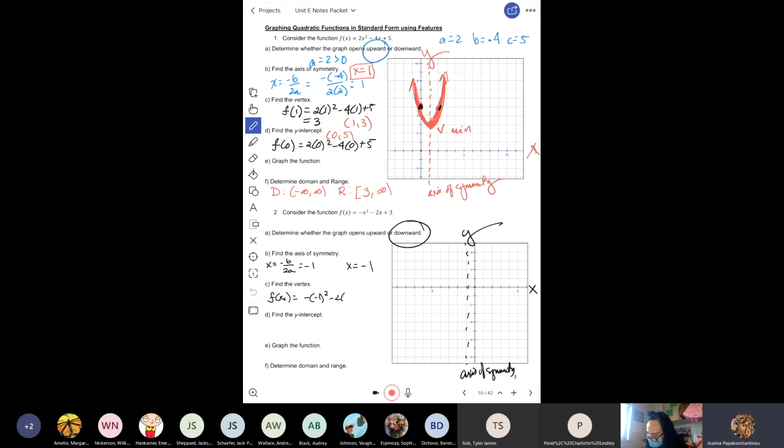Ever so carefully, because there's lots of negatives here, so there's lots of room for error. Is it 0? Anybody get anything different? So this would be negative 1 plus 2 plus 3. So the vertex is (-1, 4). And since it opens down, right, the vertex is a maximum value.